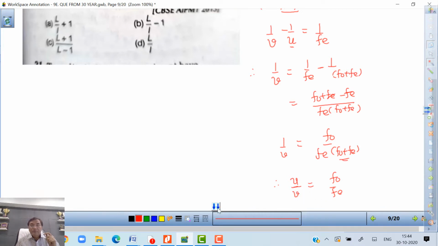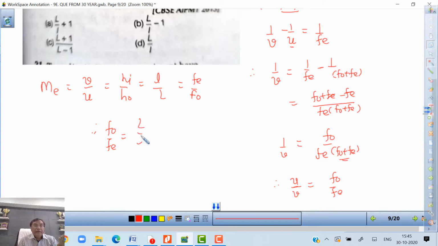Okay. હવે magnification of eyepiece તો કેટલું થાય? V upon U, and that is nothing but HI upon HO. So HI તમને આપેલું છે small l અને HO આપ્યું છે capital L. V upon U બરાબર શું થાય? V upon U, Fe upon Fo. જોયું તમે? તો આપણી પાસે Fe upon Fo આવ્યું. We want Fo upon Fe. Therefore Fo upon Fe કેટલા થઈ જશે? L upon L. And this is nothing but magnification of telescope.